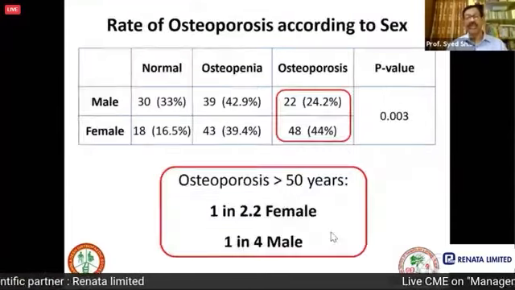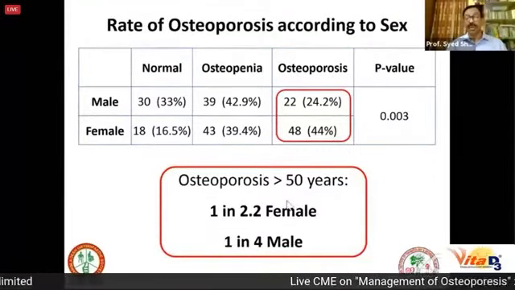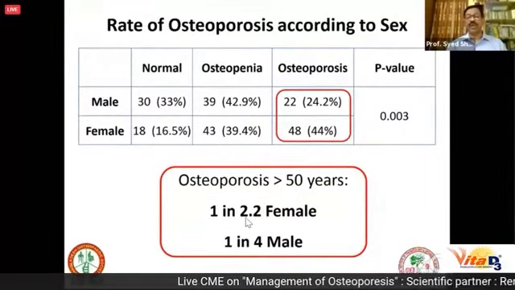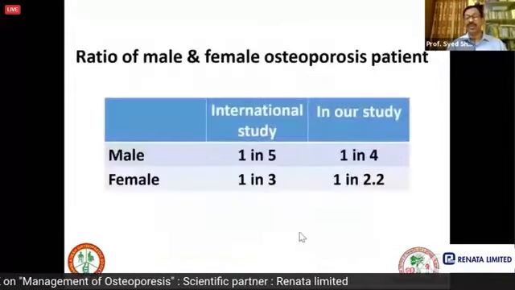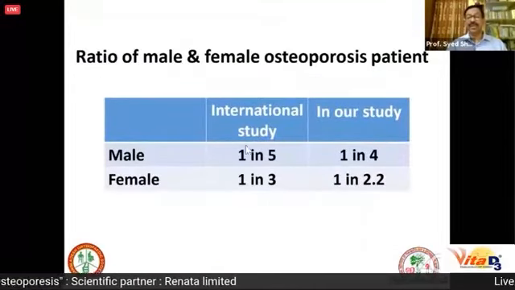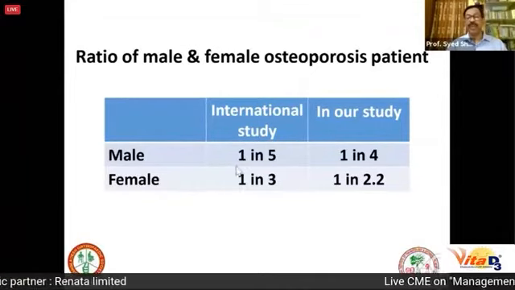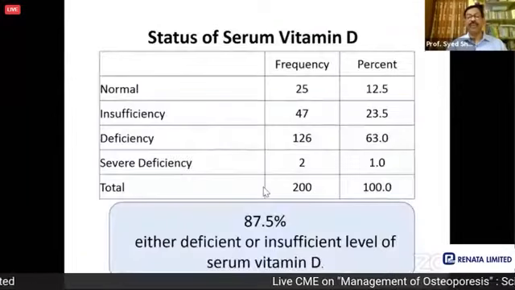I think it is alarming for our country. In our study, 1 in 2.2 females and 1 in 4 males suffer from osteoporosis. But in international studies, it is 1 in 5 males and 1 in 3 females, as already told.